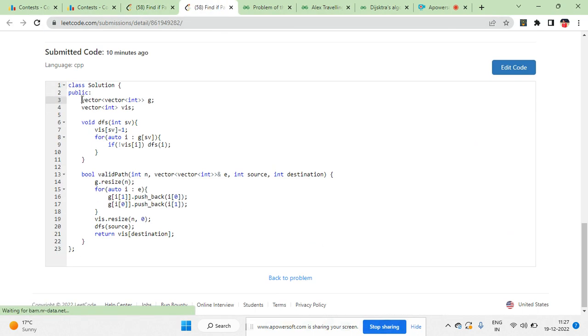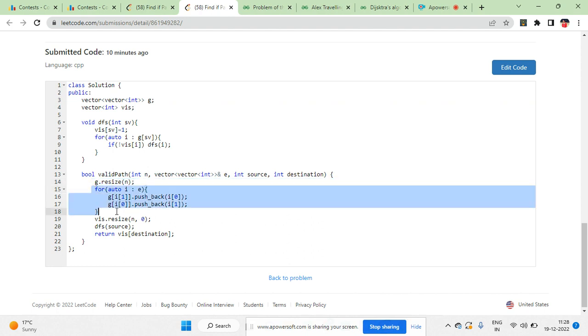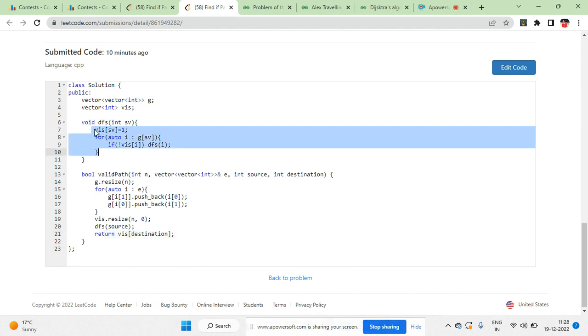Yeah, you can see I created the graph and the visited vector outside all the functions, as global variables, so that I can use them in every function. I resized the graph and created it: g of one vertex dot push back another vertex. Then I resized visited to make it n size, then I called DFS of source, then I returned visited of destination, and that's about it.